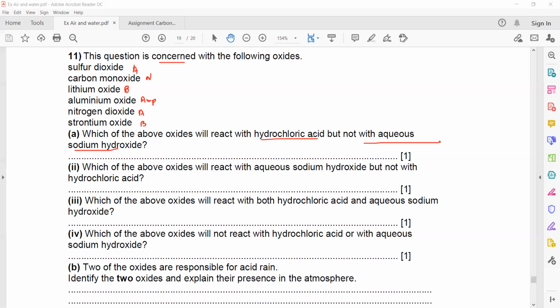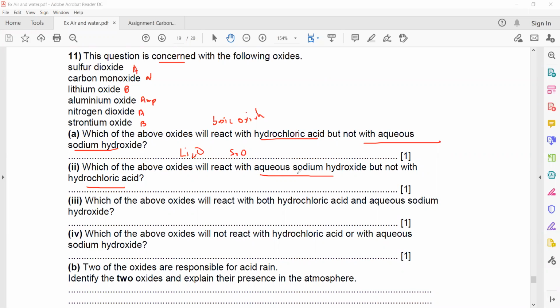So which of the oxides react with acid but not with alkali? They're asking for a basic oxide. So which of them is a basic oxide? Lithium oxide is a basic oxide, or strontium oxide is a basic oxide. Which of the above oxides will react with sodium hydroxide but not with hydrochloric acid?